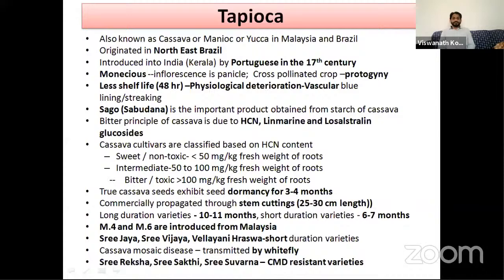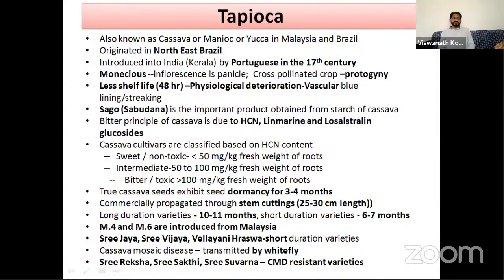Tapioca is propagated by stem cuttings of 25 to 30 cm length. And there is a true seed in tapioca also. The true seed is the botanical seed. It has a dormancy of 3 to 4 months. Based on the duration, tapioca varieties are of two types. Long duration varieties have 10 to 11 months crop duration, whereas the short duration varieties have 6 to 7 months crop duration.